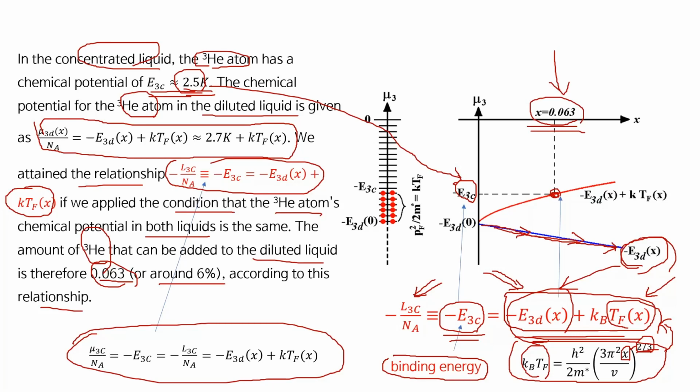So let's combine these two terms, then we have this curve, and E3C, and this curve will meet at this point, that is x equal to 0.063. So that means that the helium-3 content in the dilute liquid at absolute zero is around 6.3%. Okay.